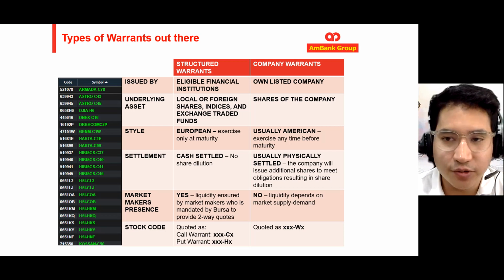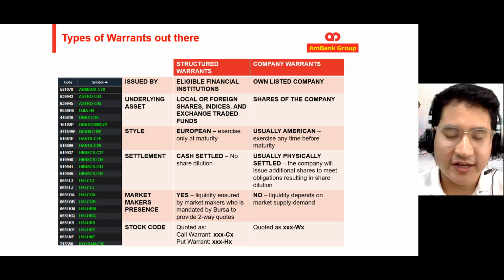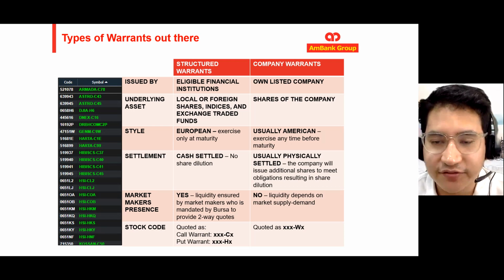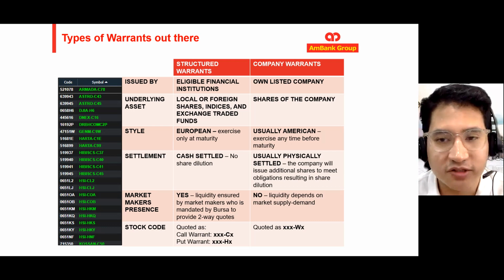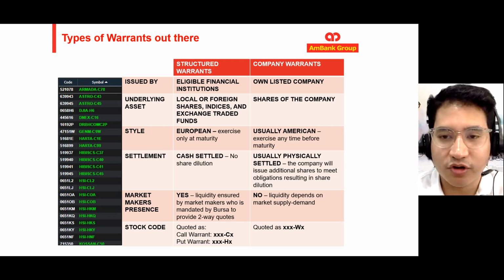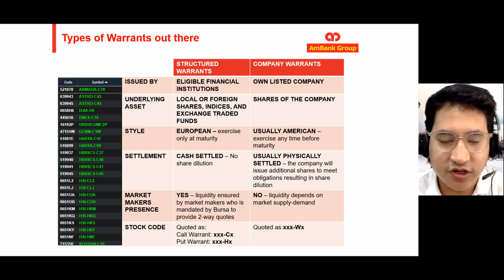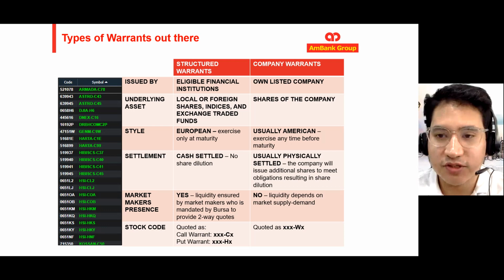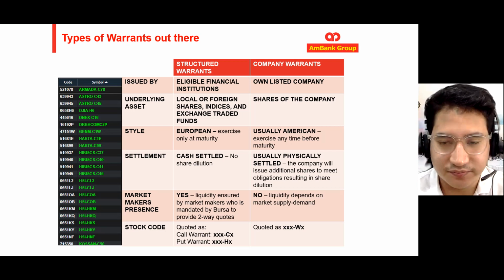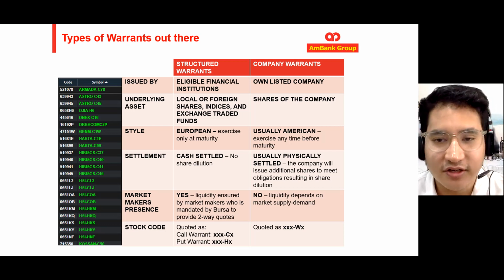Company warrants are listed by their own companies. The underlying securities that the structured warrants derive their value from are usually local or foreign shares, indices, or exchange traded funds. So there are more options under structured warrants. Company warrants, on the other hand, are only on the shares of the company that is issuing these company warrants. Another thing you need to know if you're going to buy structured warrants is the maturity or exercising style.